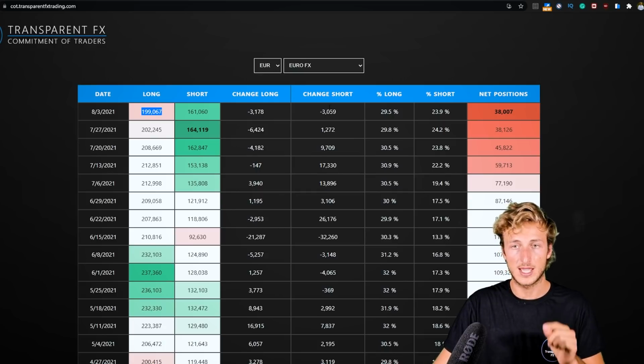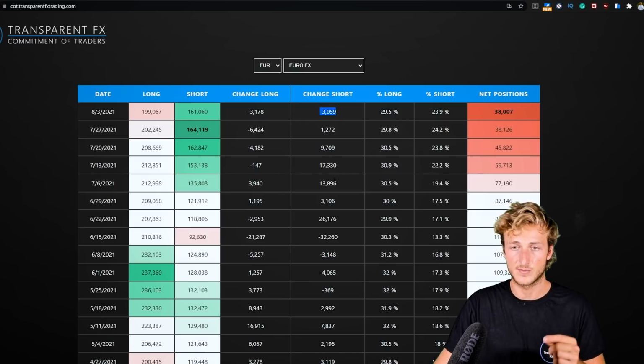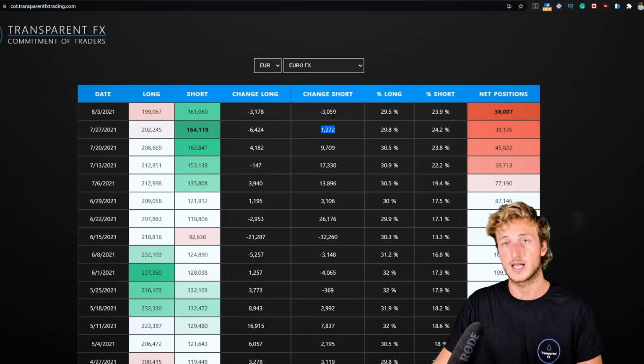However, important to say, with the last report, we don't see shorts added anymore. In fact, we see shorts getting closed. 3k shorts getting closed, to be precise. And if we look in the past, it's been quite a lot of reports that we have seen thousands of shorts getting open. This is the first time that we see shorts getting closed.